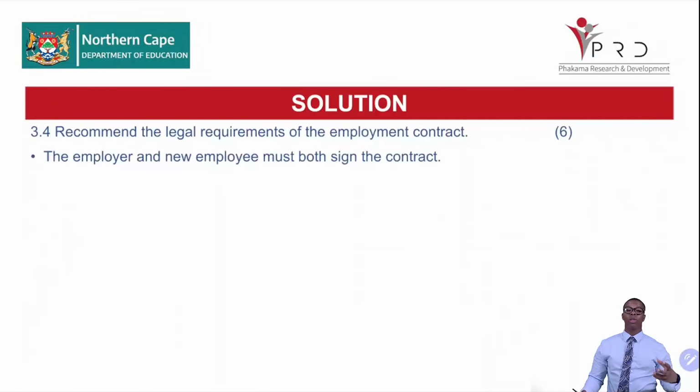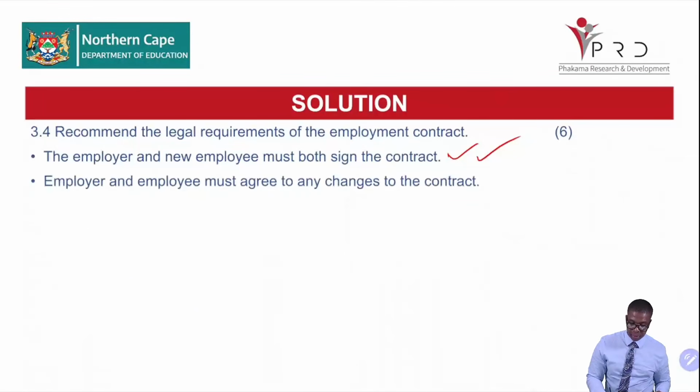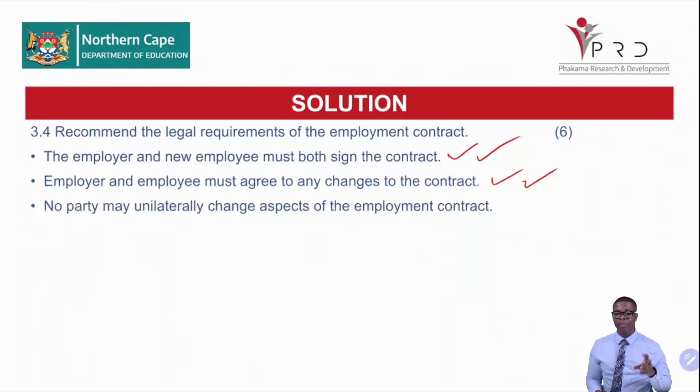What makes a contract to be legal? For a contract to be legal, 1, the employer and the employee must both sign. We'll see 2 signatures. That's number 1. The employer and employee must agree to changes in the contract. Another one is no party may unilaterally change aspects of the employment contract without informing the other party.